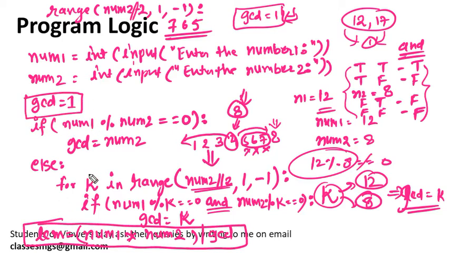If both the numbers are prime numbers, in that case GCD will be 1. You should remember that. If number 2 is completely dividing number 1, then number 2 will become the GCD directly. Otherwise you will check whether any number divides both number 1 and number 2, by any number that is less than number 2 divided by 2, and if it divides, then we will directly say GCD will be that k number.